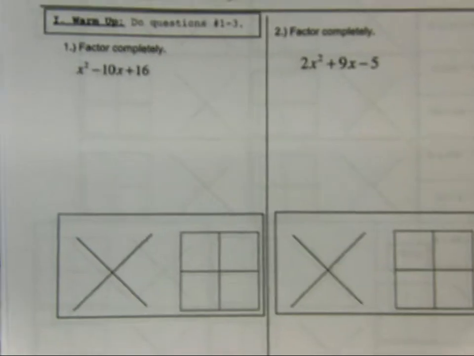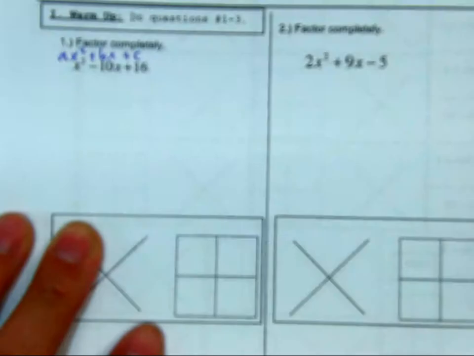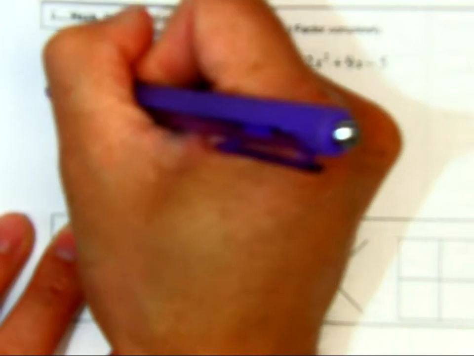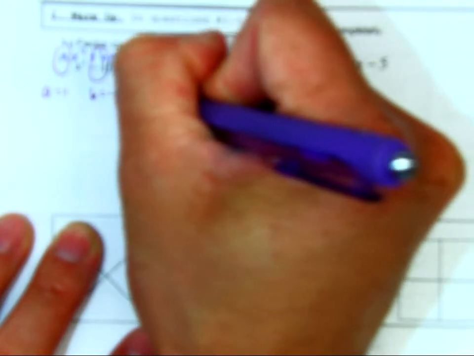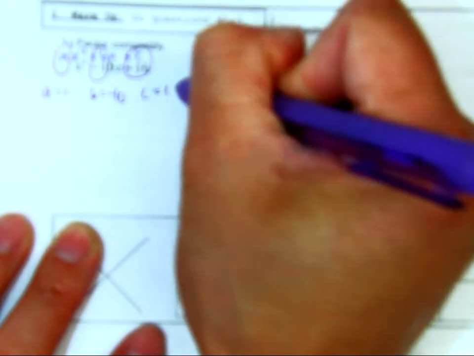Doing on Monday. Question number 1 says factor completely. You should have written ABCs right above it. Your A value is, there's nothing there, so it is 1. B value is negative 10, and your C value is 16.